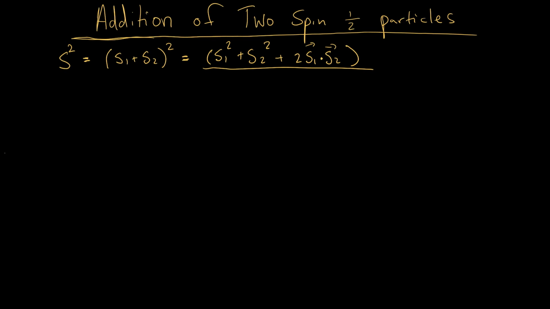Okay, the addition of two spin 1/2 particles. This is a quantum mechanics problem that pops up in pretty much any quantum mechanics textbook or any course you're taking, I'm sure, if you're just learning Introduction to Quantum Mechanics. So it's good to get familiar with it and go through it.